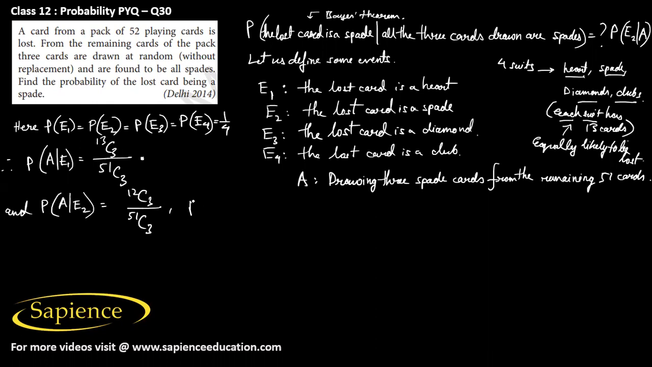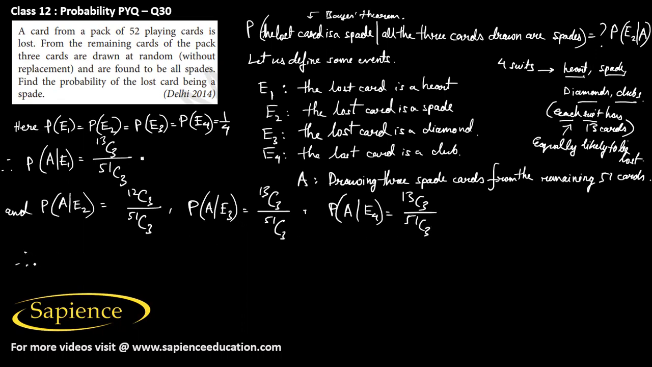Then similarly, the probability that all the 3 chosen cards are spades, given that the lost card is a diamond, is P of A given E3. So if the lost card is a diamond, then all the 13 spades will be remaining. So out of that we have to choose any 3, and then out of the remaining 51 we have to choose any 3. And similarly, the probability of choosing all the 3 spade cards, given that the lost card is a club, will also be 13C3 divided by 51C3.